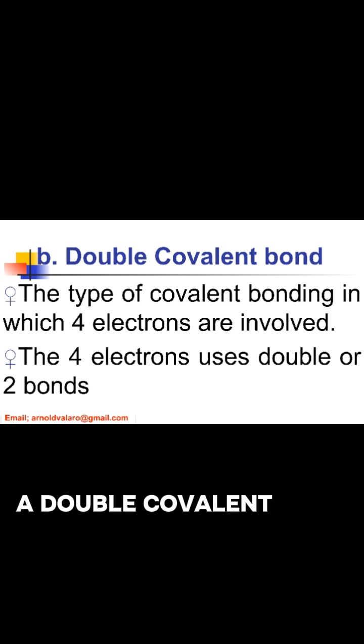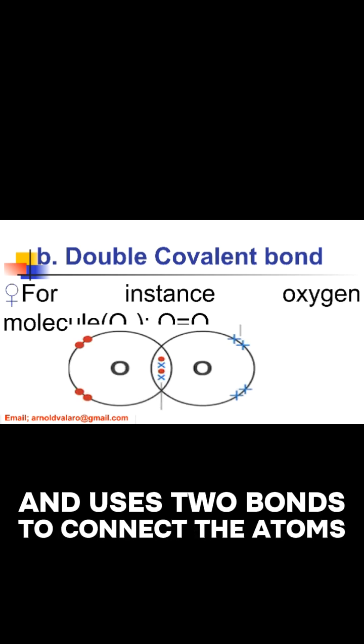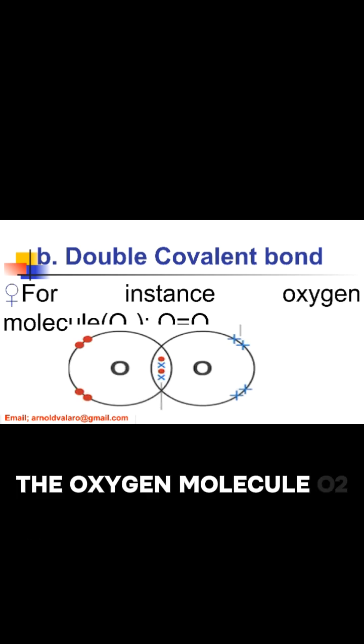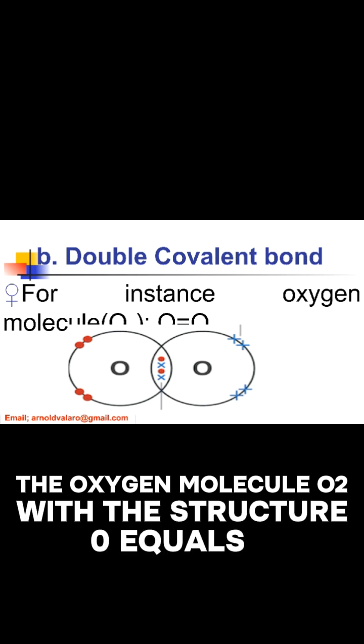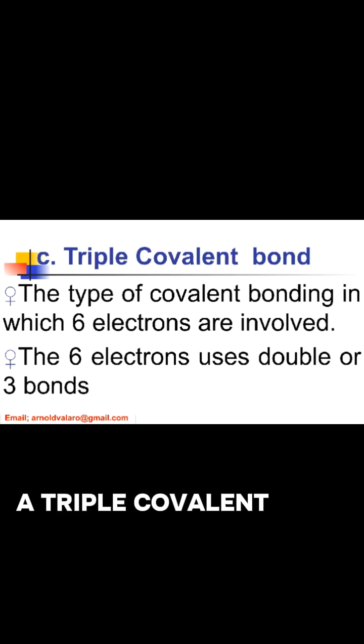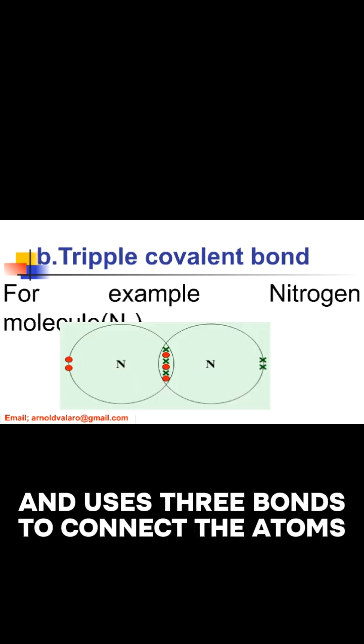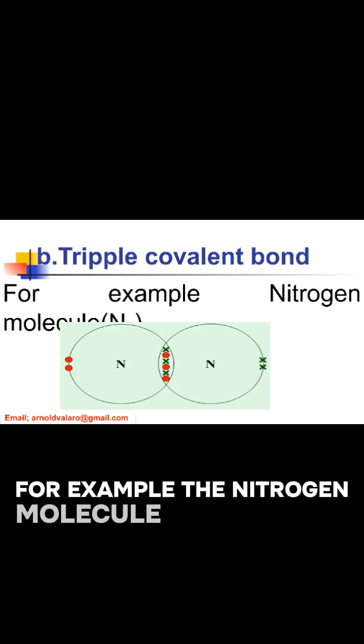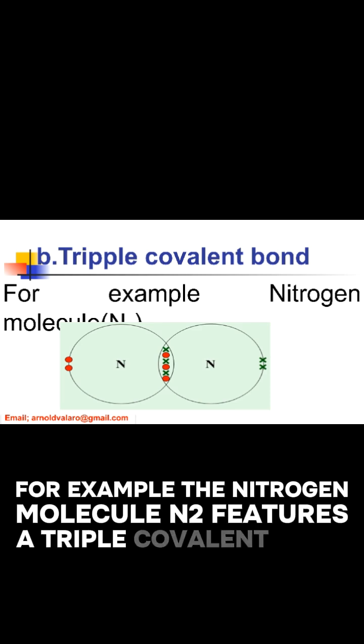A double covalent bond involves four electrons and uses two bonds to connect the atoms. The oxygen molecule, O2, with the structure O=O, is an example of a double covalent bond. A triple covalent bond involves six electrons and uses three bonds to connect the atoms. For example, the nitrogen molecule, N2, features a triple covalent bond.